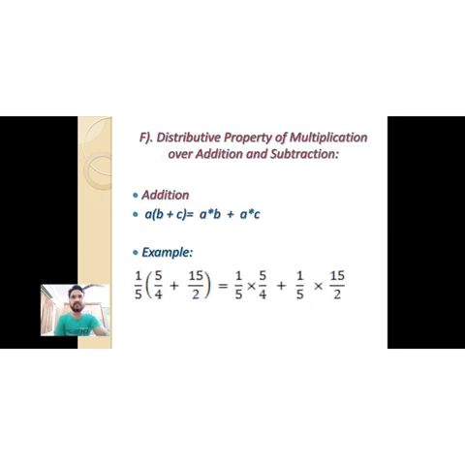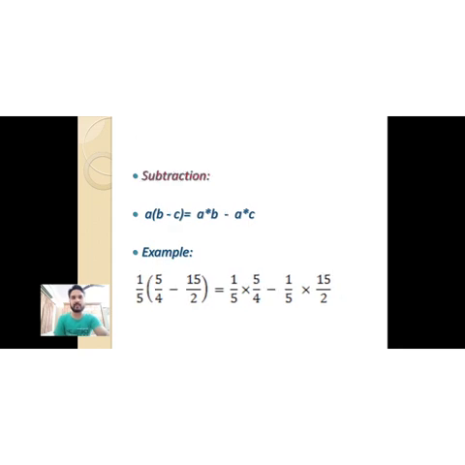And the fifth one, distributive property of multiplication over addition and subtraction. This is the addition property. A into bracket B plus C equals to which? A into B plus A into C. Here is our example. And this is the subtraction property. Means A into bracket B minus C.